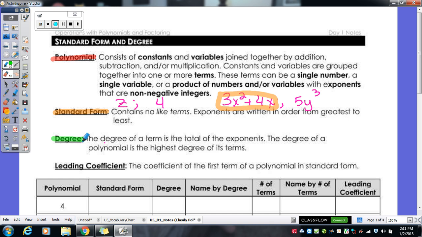The degree of a term is the total of the exponents. The degree of a polynomial is the highest degree of its terms, which I realize doesn't make much sense right now, but as we go through our examples, it will make more sense, I promise. And then our leading coefficient is the coefficient of the first term of your polynomial. It's pretty self-explanatory. Leading coefficient, it's the one that goes first. So let's take a look at our table down here.